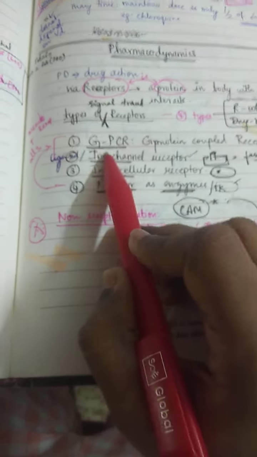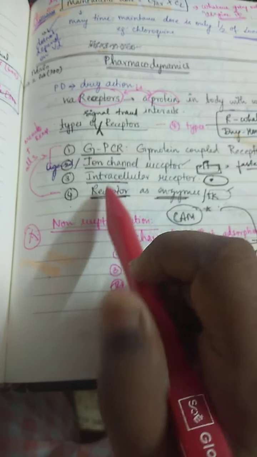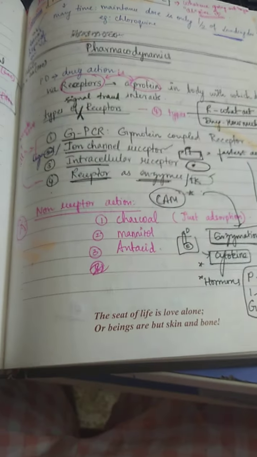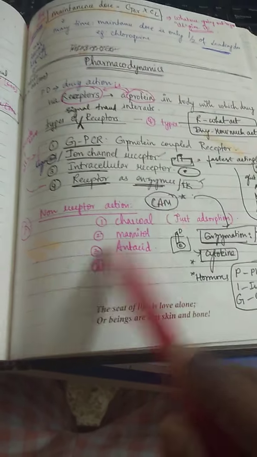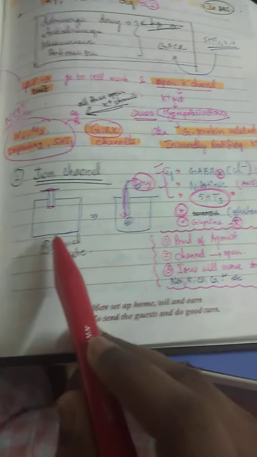So there are 4 types of receptors here. The most basic is the ligand-gated or ion channel receptor, and then we have the intracellular receptor, the enzyme receptors, and the G protein coupled receptors. There are also some non-receptor actions, like charcoal, mannitol, antacid. These just act by absorbing, and that gives them their action. Now first let's talk about the ligand-gated or ion channel receptor.